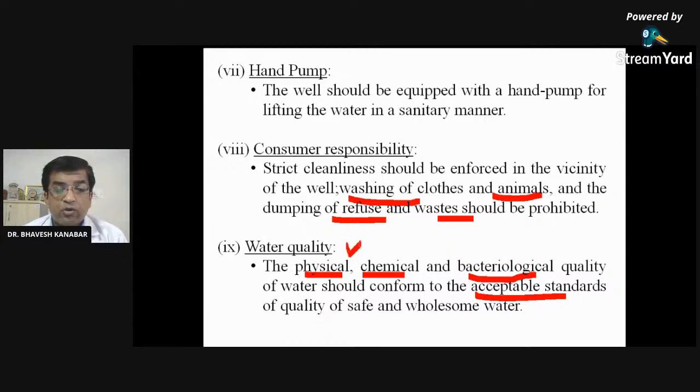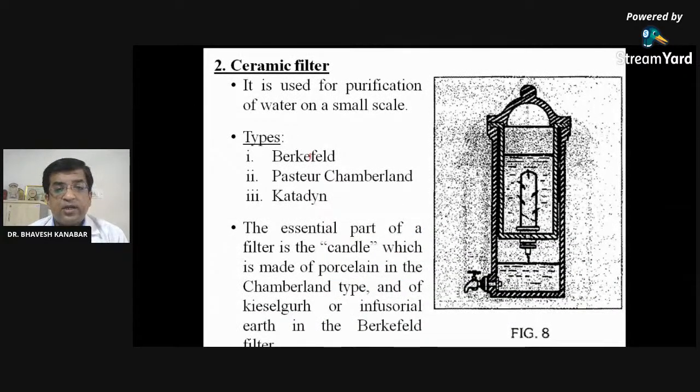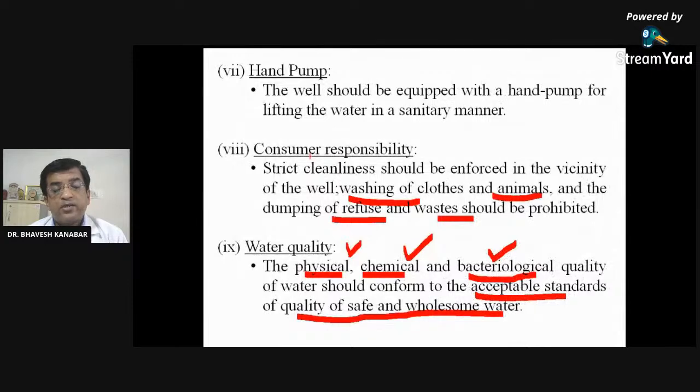There is a different class on water quality criteria. You must have learned about that, or you will learn later also. To maintain the quality of safe and wholesome water, these water quality criteria are there. So that is all about the sanitary well. It can be asked in your short note also, so you can write down all these points in the short note.